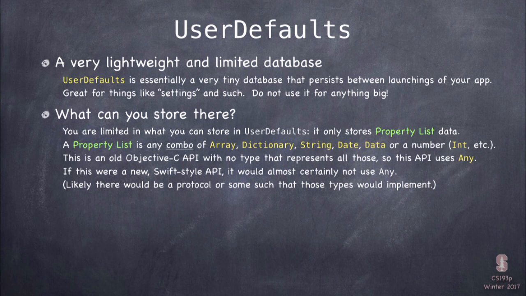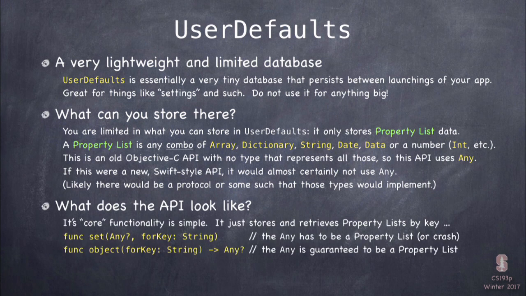It's just conceptual. There's no actual type property list, unfortunately. If this were a Swift API, it probably would be such a type. It'd be a protocol. But anyway, there's not. This is from Objective-C. So since there's no type that represents that hodgepodge of classes, this API that I'm going to show you, user defaults, uses any. And this is what it looks like.